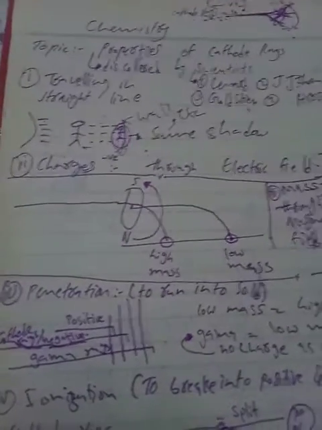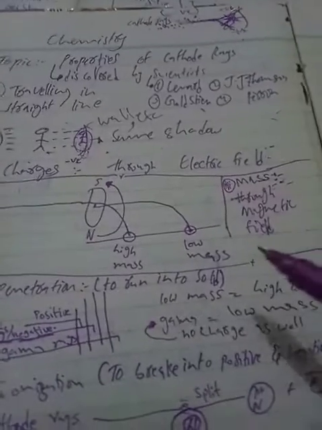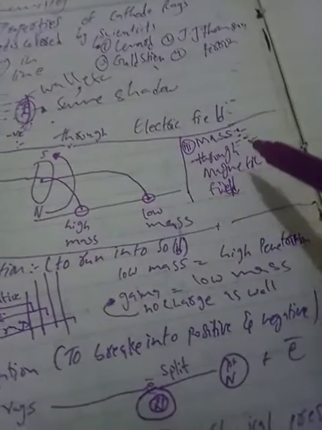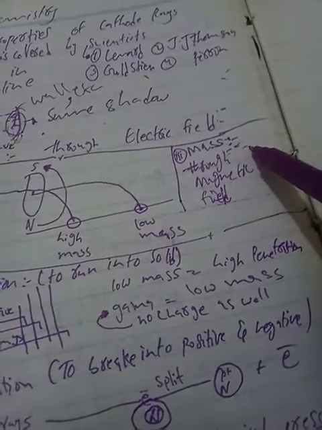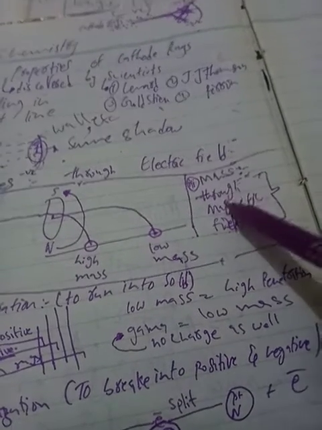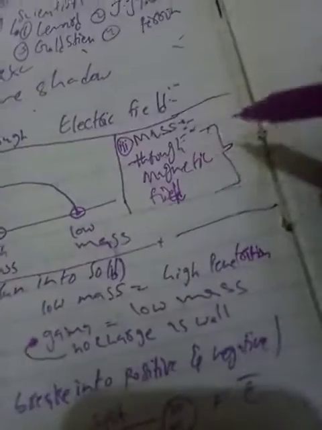And then the third point they discovered was mass. They said that there is some mass in cathode rays, and to prove this they showed us an experiment, and that experiment was done with the help of a magnetic field.